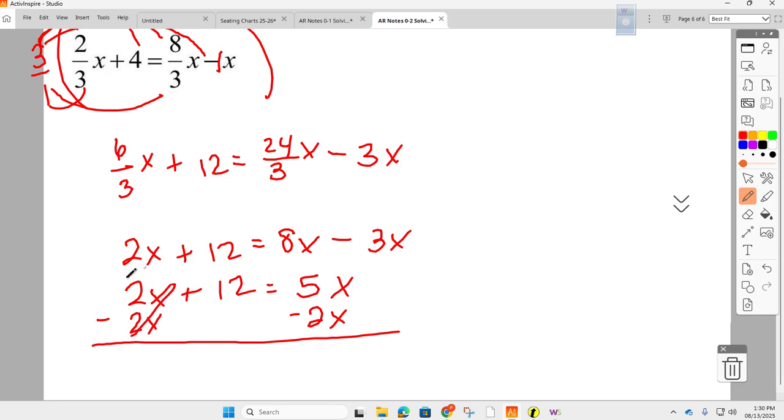So the whole intention of moving, the way we move it, is to zero that out. 0 plus 12 is 12 equals 3x. 3 times x, right? We're going to undo that times by dividing. 1x equals 12 divided by 3, which is 4.